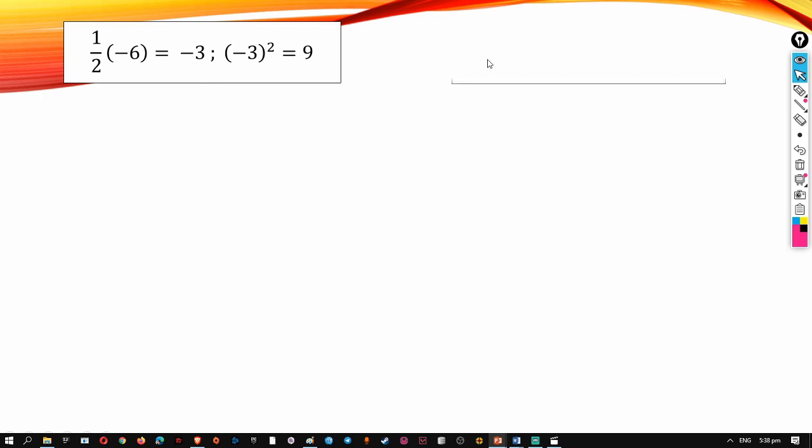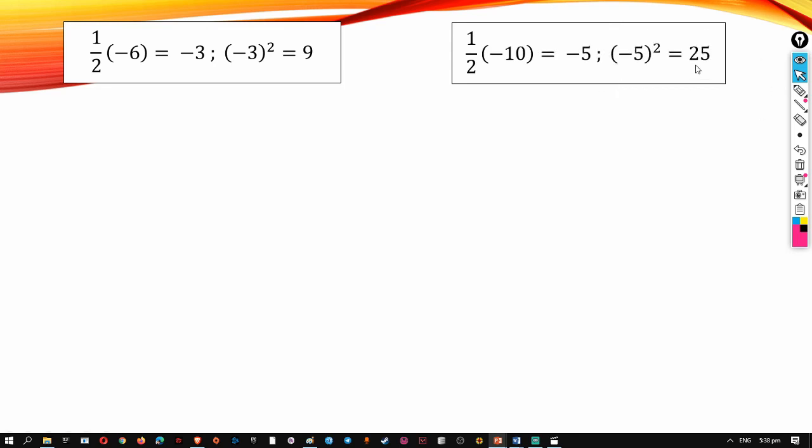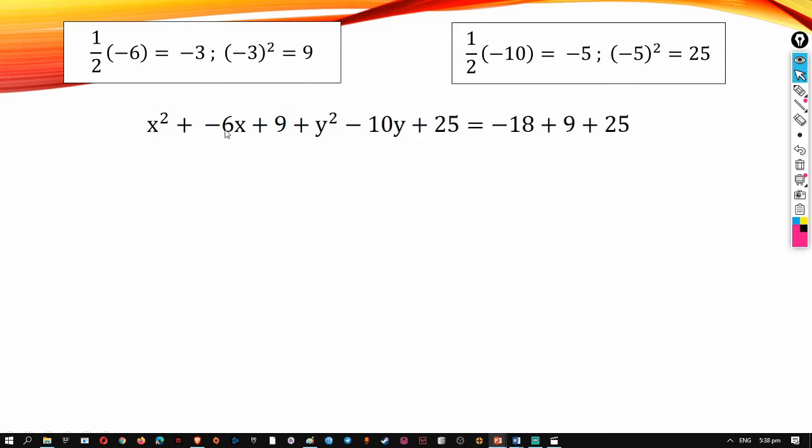So, y naman, 1/2 times negative 10 is equal to negative 5. At ang negative 5 squared is 25. So, 25 naman ang i-add nyo dun sa with variable y. So, ang mangyayari niyan, x squared plus negative 6x plus 9. Di ba kanina, x squared minus 6x lang siya. So, i-add natin yung plus 9. And then, kanina, y squared minus 10y. So, to complete the square, we add 25.